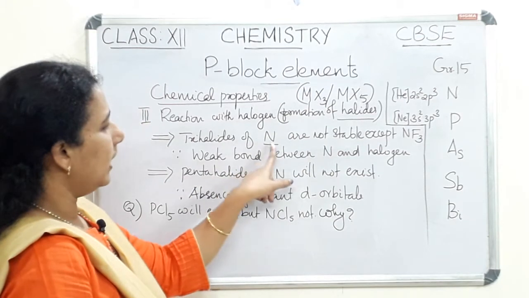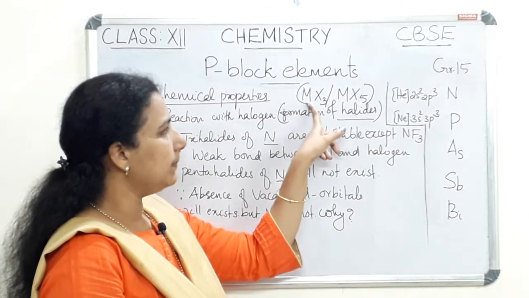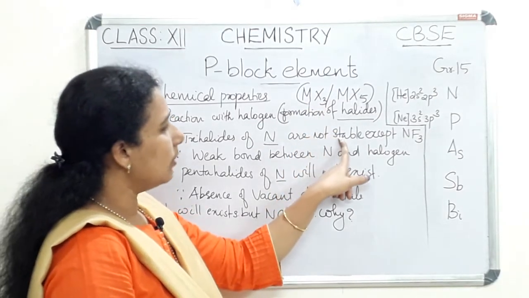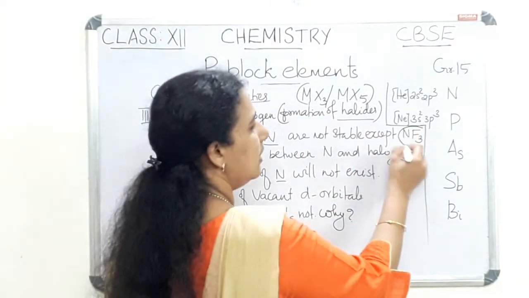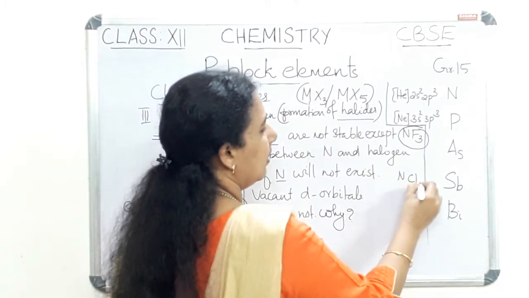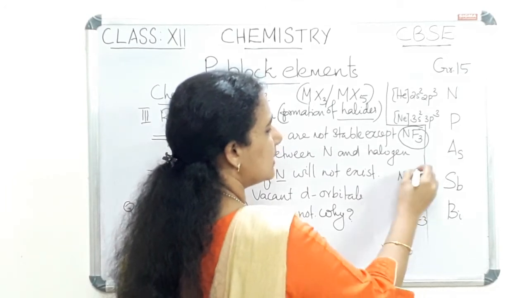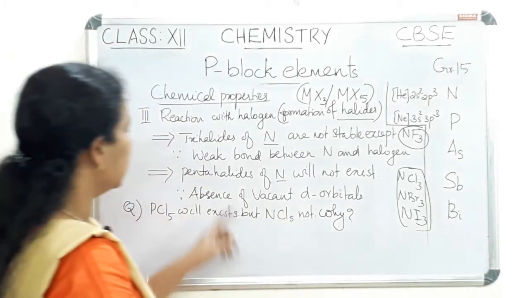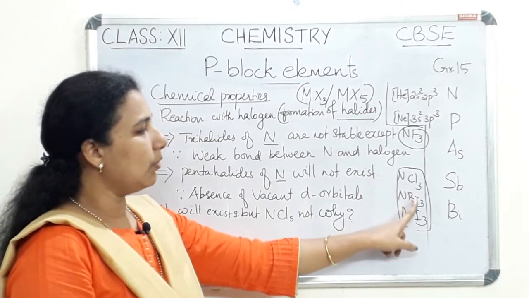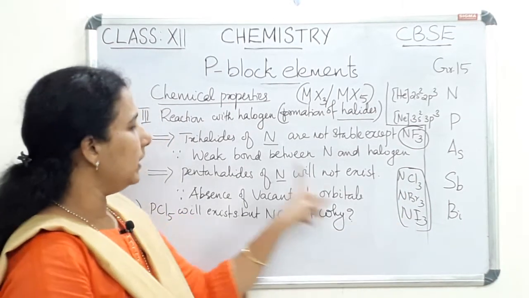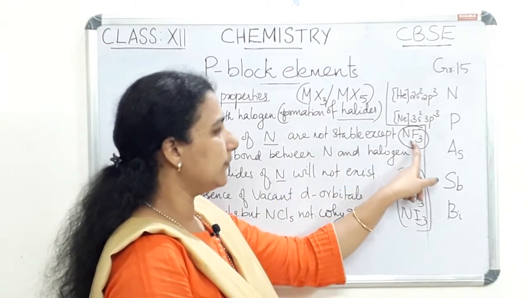So nitrogen will not form stable trihalides of the type MX3, except NF3. NF3 is possible, but NCl3, NBr3 or NI3 are not stable. The reason is that there is a weak bond between nitrogen and these halogens. Chlorine, bromine and iodine form weak bonds with nitrogen, so this will not be possible. The only possibility is NF3.